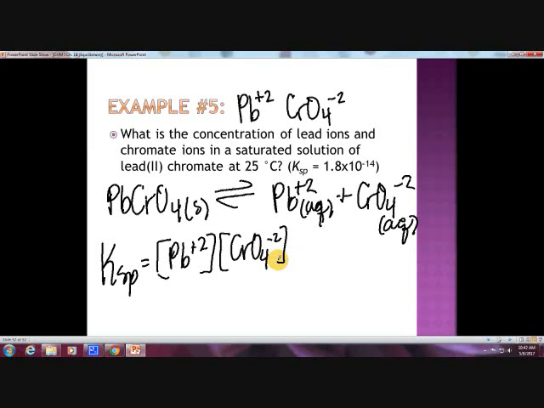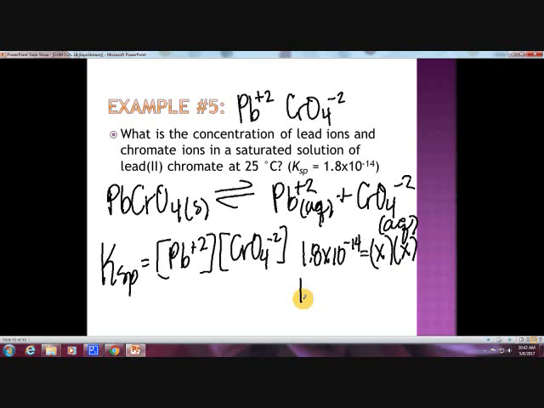Now to solve, we want to know the concentration of the ions. We want to know what the Pb is, and what the CrO4 is. In order to do that, we're going to plug in KSP in its spot, and then on the other side, wherever there's a concentration, we're just going to plug in an X. Since it's a 1-to-1 ratio, because the coefficients are 1, it's just going to be X times X, or X squared when you reduce it down.